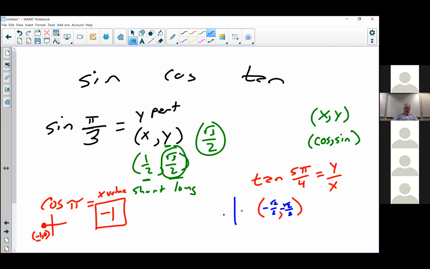Because this basically takes place down here. It's the 45-degree angle down there. So I'm going to go y over x. So I'm going to get negative root 2 over 2 over negative root 2 over 2. Negative over negative is positive. Root 2 over 2 over root 2 over 2 makes it positive 1. Okay?